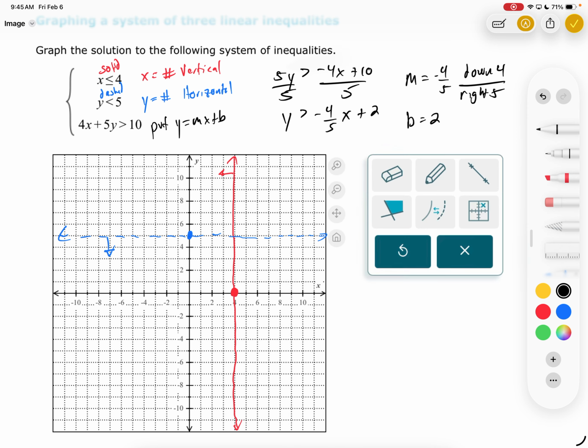Be careful if you ever divide by a negative. Remember, if you divide by a negative with greater than or less than, what do you got to do? You got to flip the sign, okay? All right, so let's graph this one. I'm going to 2. Wait, let's go ahead and write this so we don't forget 2. We want a dash line, right? And then I go down 4 to the right 5, and I'm going to do a dash line.